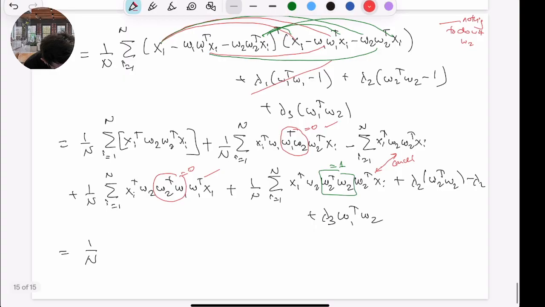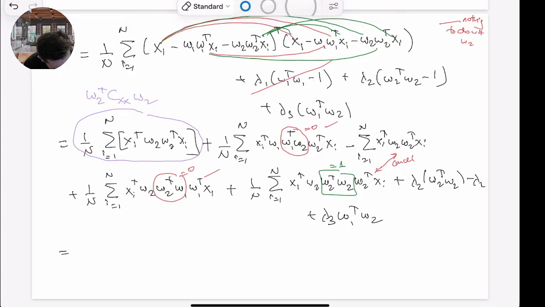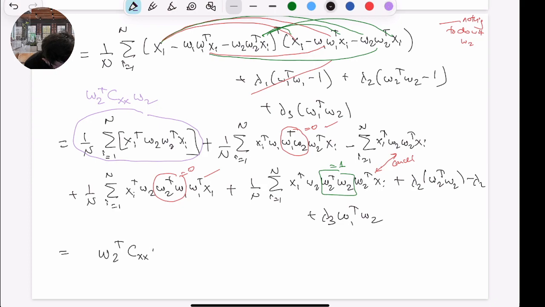So I have this term right now. Can I write this as W2 transpose CXX W2, please? Right. So again, these guys cancel each other. I'm getting there. W2 transpose CXX W2. Okay. This canceled.